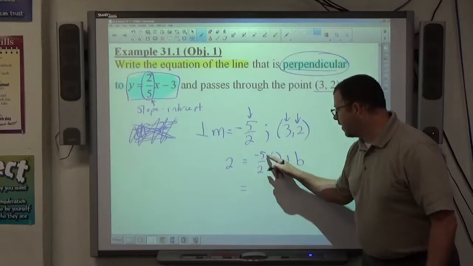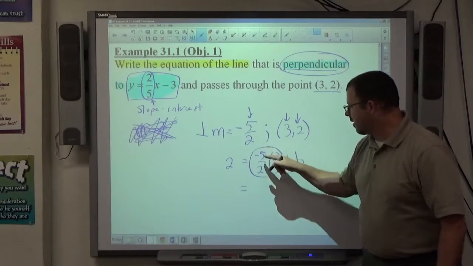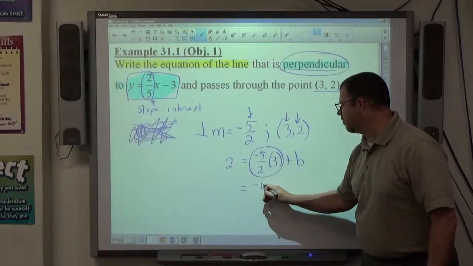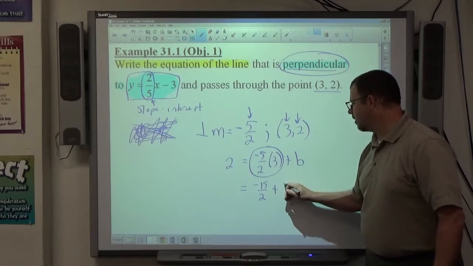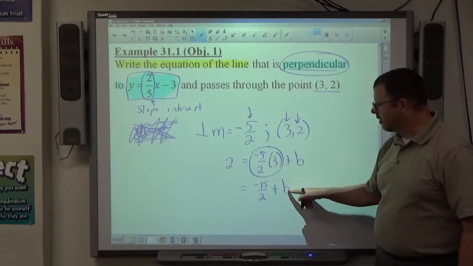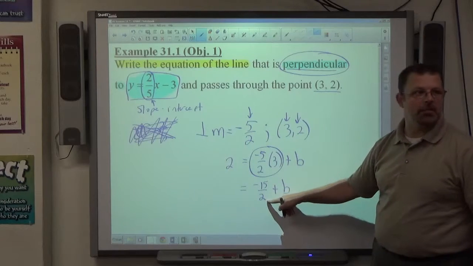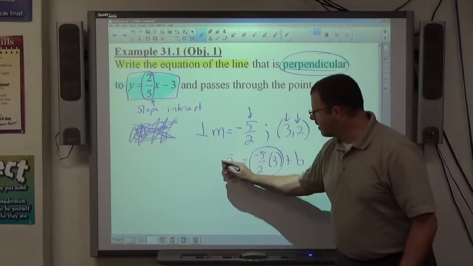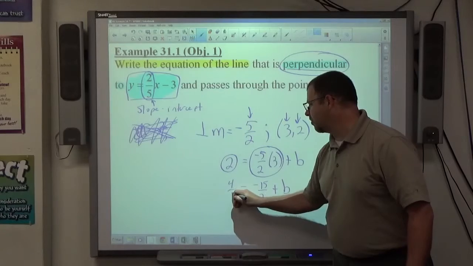I always recommend figuring out this product first. I have a fraction times the whole number. I multiply the top times the whole number over the denominator. So negative 15/2 plus b is what this is. This is halves. I can't make it any better than that, right? So I need to make this into halves. 2 is equivalent to 4/2.